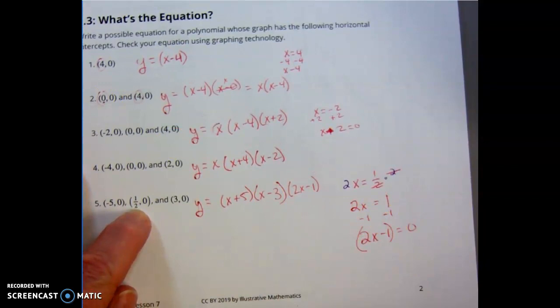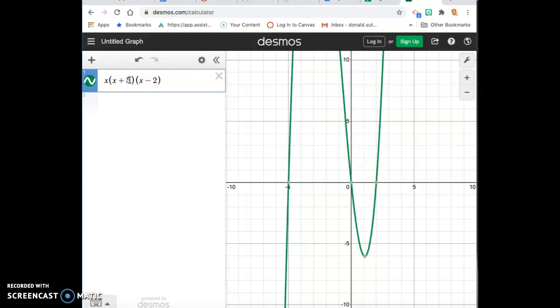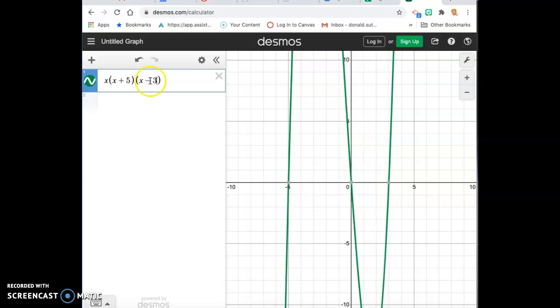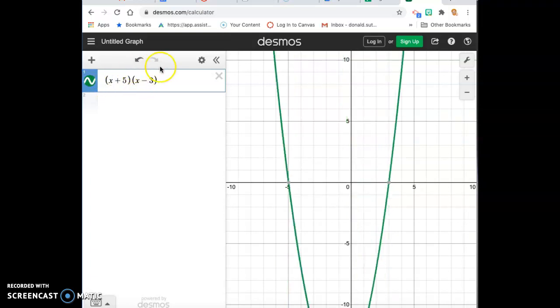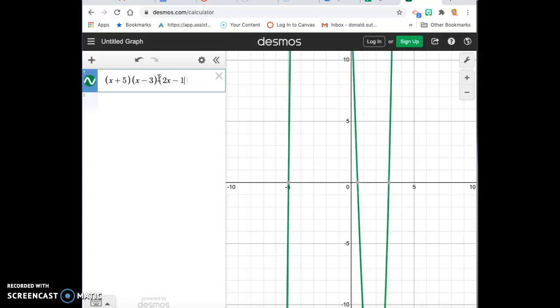Okay, so let me go back to my graph. I'm going to say x plus 5. I'm going to say x minus 3. And I'm going to say 2x minus 1. So negative 5, 0, positive 3, 0, and there is my 0.5 or 1/2, 0.